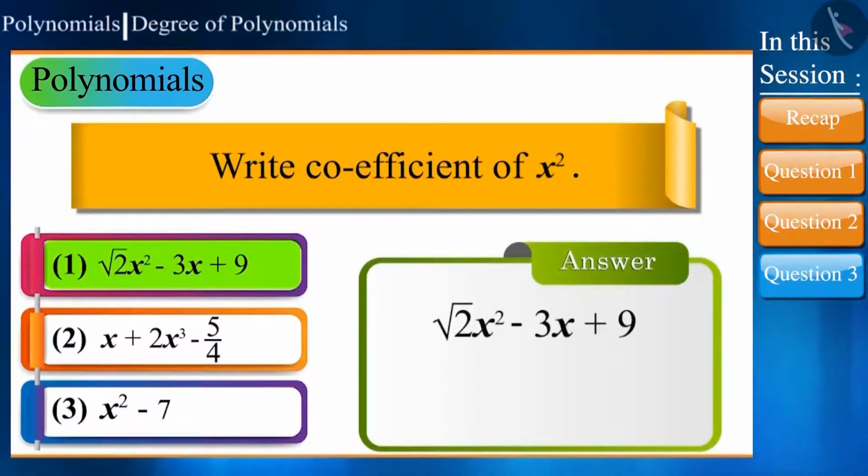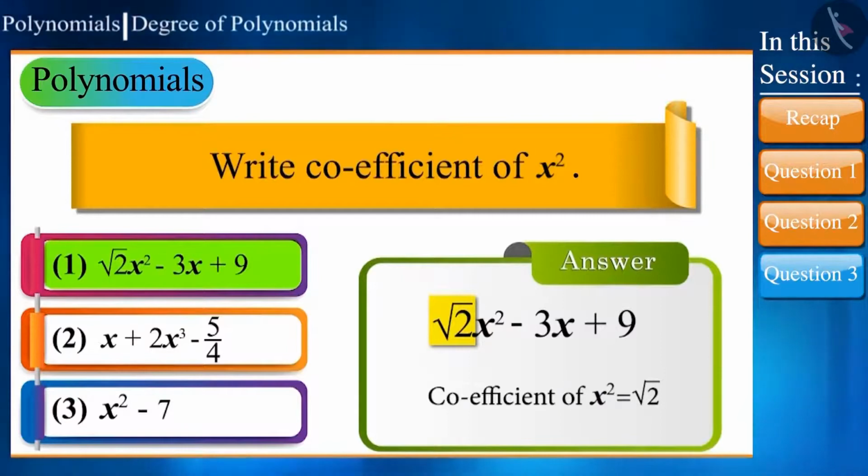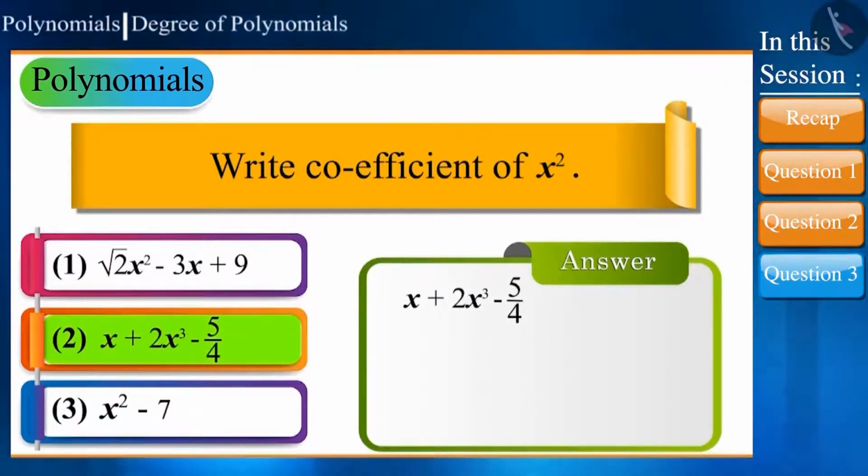Just that we have to focus on x square and have to write its coefficient. In the first question, square root of 2x square minus 3x plus 9. What is the coefficient of x square? We can directly say square root of 2 is the answer. Now, let's go ahead and see the expression x plus 2x to the power of 3 minus 5 by 4. Here, x square is not present in the equation. Now, how to find its coefficient?